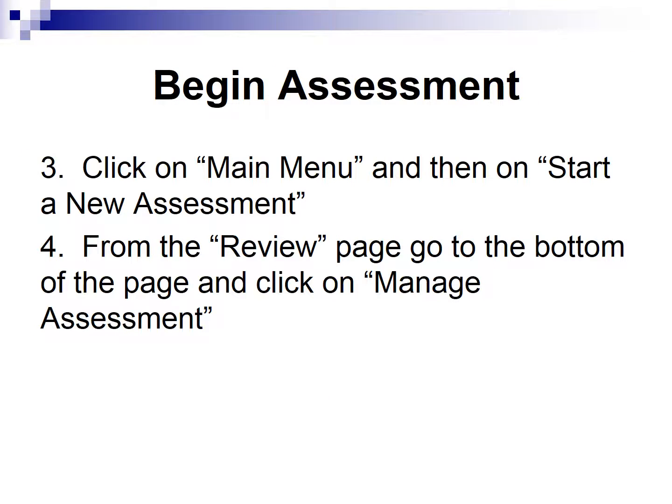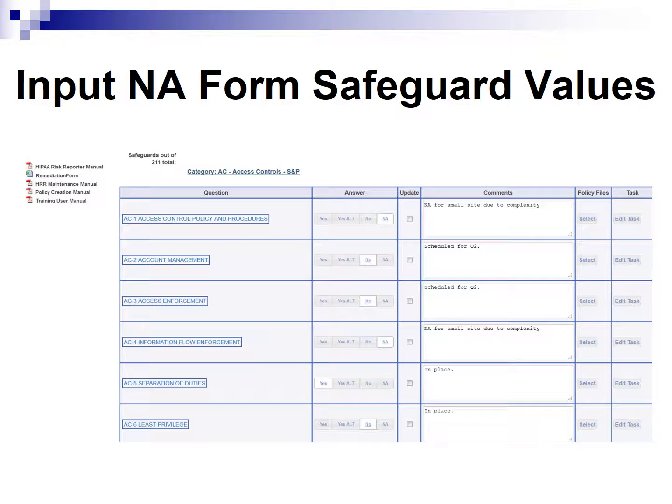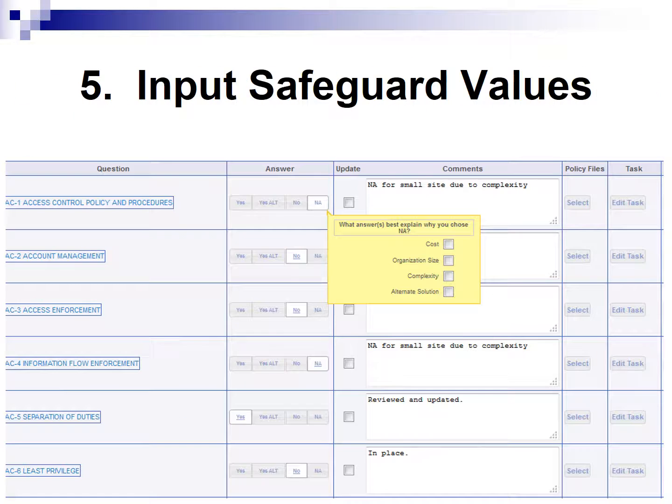To continue, click on Main Menu and then Start a New Assessment. From the Review page, go to the bottom of the page and click on Manage Assessment. The Manage Assessment button will bring up a summary page where large amounts of data can be quickly entered. Use the NA form as a guide to input NA values for the selected NA safeguards. Under NIST Good Practice, safeguards may be listed as NA due to considerations of cost, organization size, complexity, or the use of an alternate solution or compensating control.